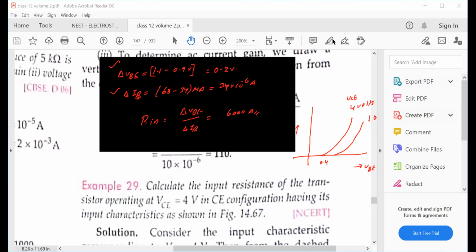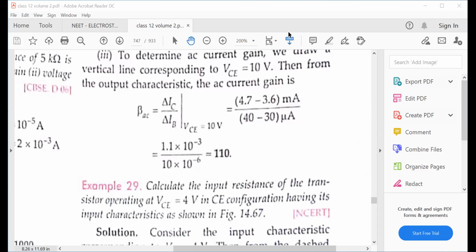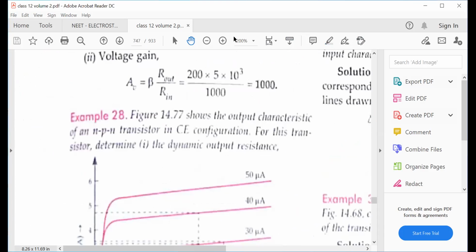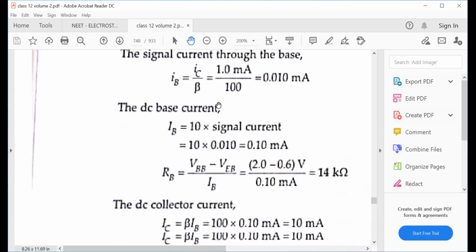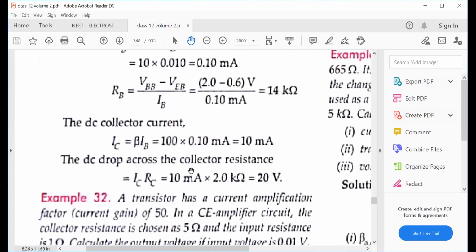Okay, let's see one more. I'll just show you one more question, then after that, we'll stop. Okay, so next question. Try this one, 32.